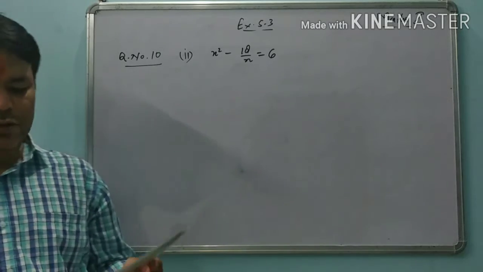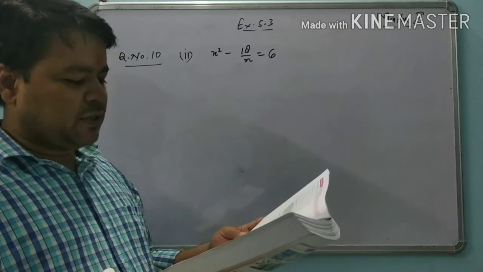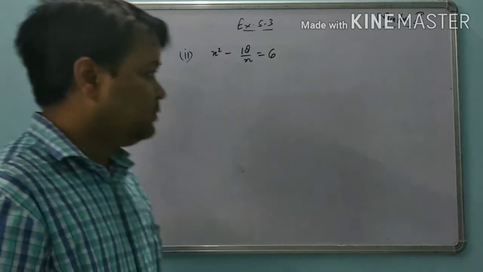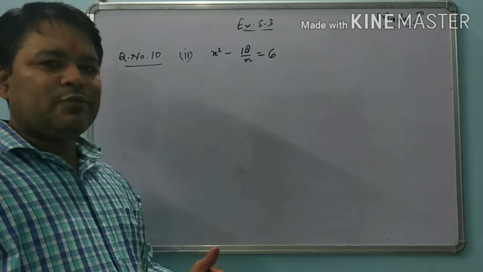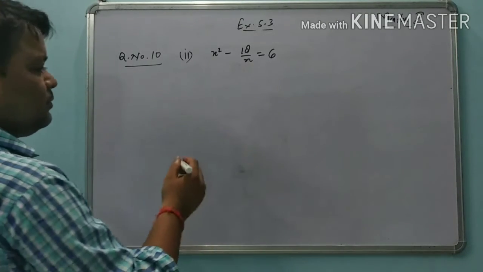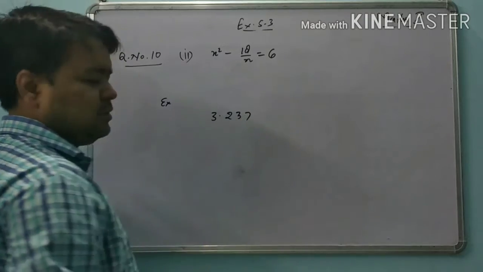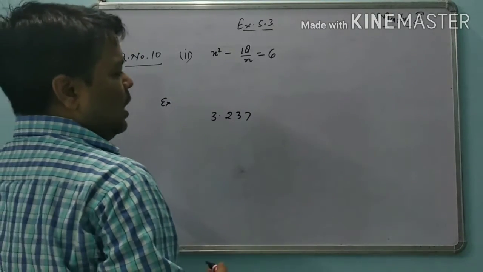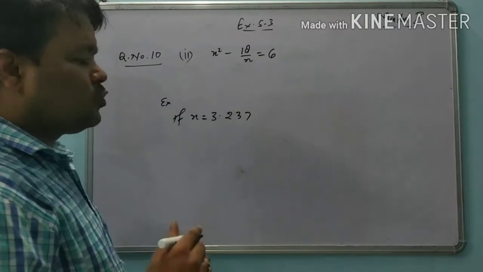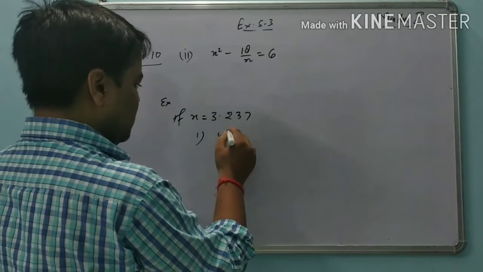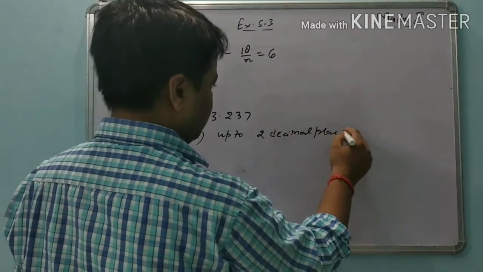First of all, we should know the difference between correct up to two decimal places and two significant figures. What is the difference between an answer in two significant figures and an answer correct up to two decimal places? For example, if x is equal to 3.237, then first, up to two decimal places.